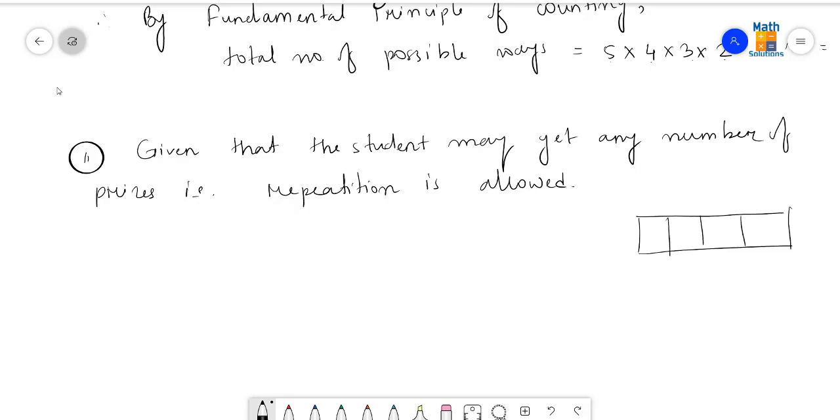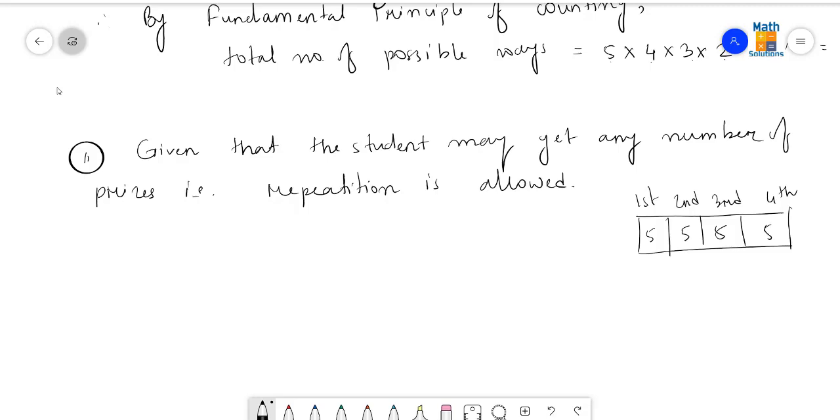This is for first prize, this is for second, this is for third, and this is for fourth one. Since repetition is allowed for taking away the first prize, we have 5 options. Then one who takes away the first prize can take away the second prize also. Repetition is allowed, that is why this place can also be filled in 5 ways. Similarly, the students who have taken away first and second prizes may also take away the third prize. So again 5 options, here also 5 options.